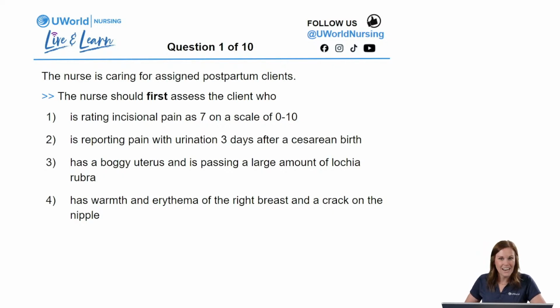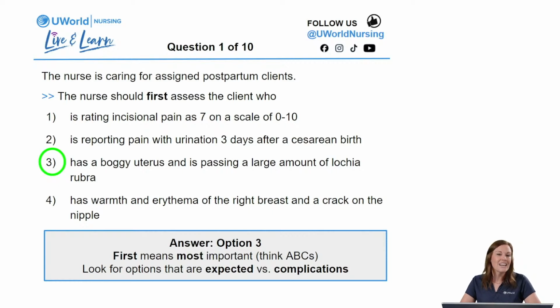A ton of right answers. I'm going to pull up the right answer. Our correct answer is option 3, has a boggy uterus and is passing a large amount of lochia. When we see first bolded in the stem, that means we need to think about what's most important, and we always think about our ABCs: airway, breathing, circulation. In this situation, we're worried about circulation and blood. Then we look for options that are expected versus complications.